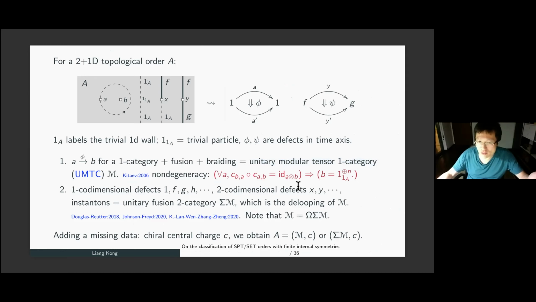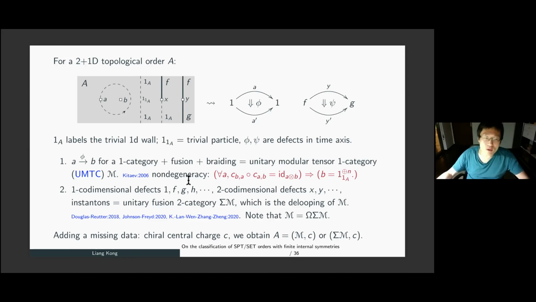But if you run through all the possible detectors A, and the double braiding is still trivial, that means you just couldn't detect it. Then B must be trivial. By trivial particle, I mean it must be a direct sum of the trivial particle. So this is called non-degeneracy. We're going to use this in the future.